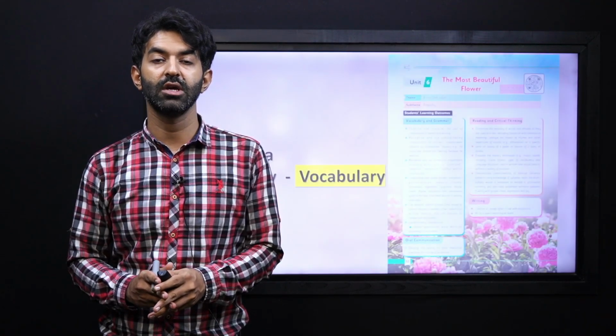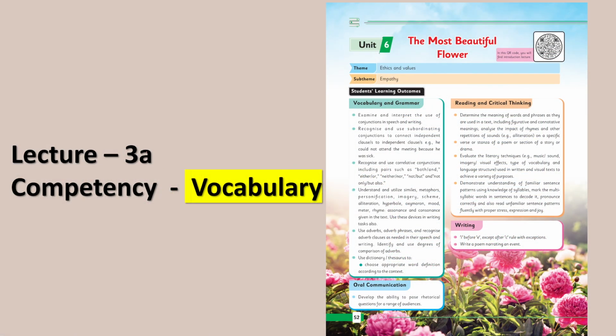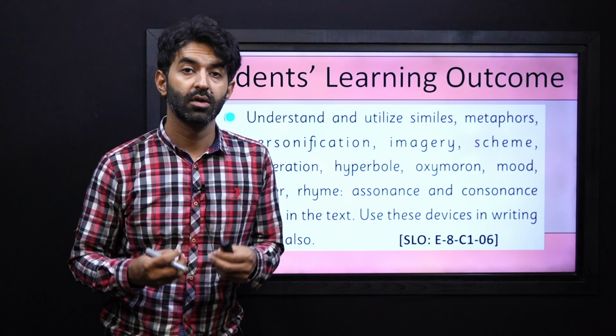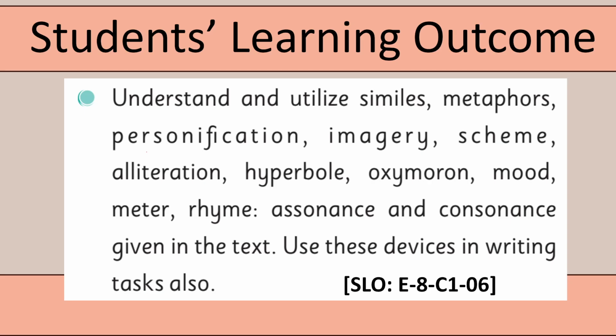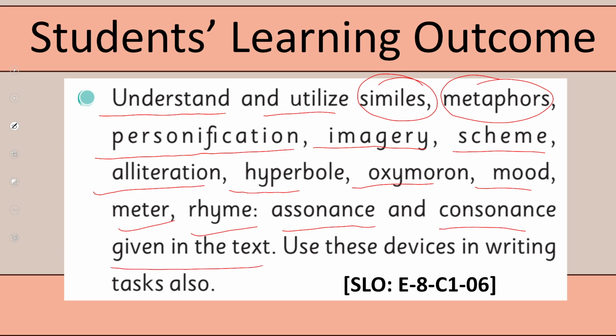Today we are going to see yet another students learning outcome, and this is from our unit number 6. We are going to see this SLO which talks about your poems and poetic devices. Let's learn them. Understand and utilize similes, metaphors, personification, imagery, scheme, alliteration, hyperbole, oxymoron, mood, meter, rhyme, assonance, and consonants given in the text. Use these devices in writing tasks also.